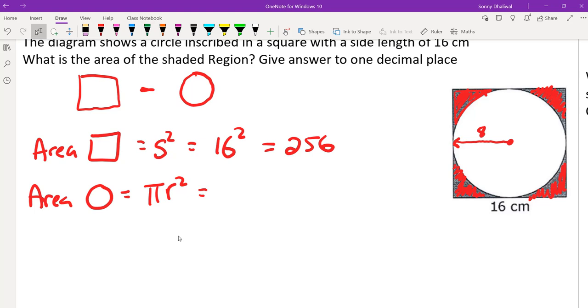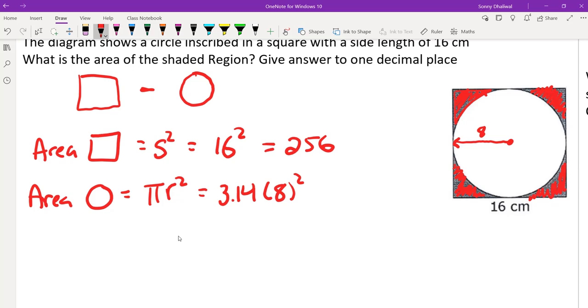3.14, right? Times 8 squared. Now, you have a button on your calculator that has a pi. Pi is a number that just keeps on going on forever. And so at grade 8 and grade 9, it's fine to use 3.14 as a shortened form of pi. Once you get into grade 10, your teachers start asking about using that button on your calculator. Is it a more accurate number?